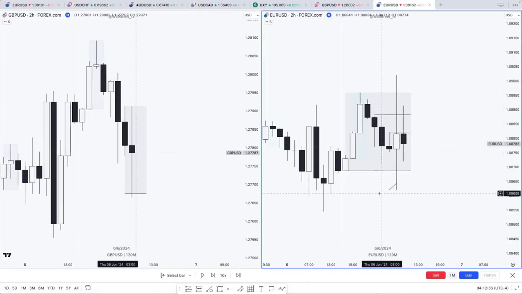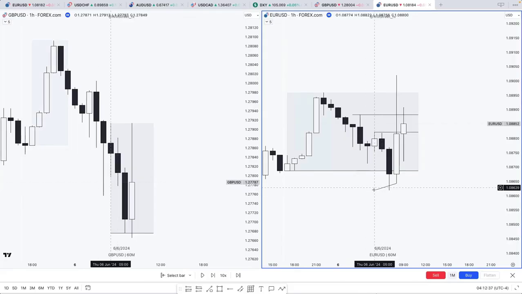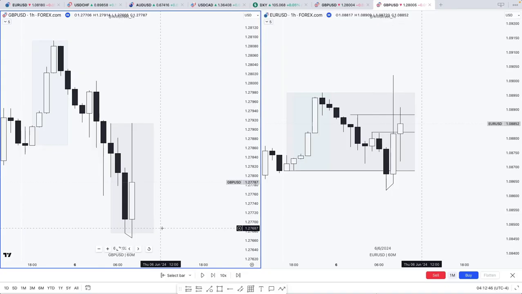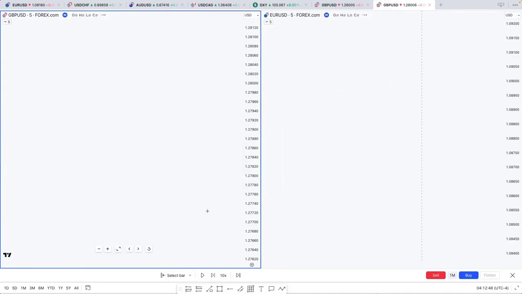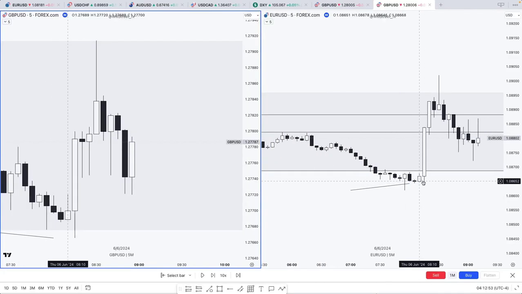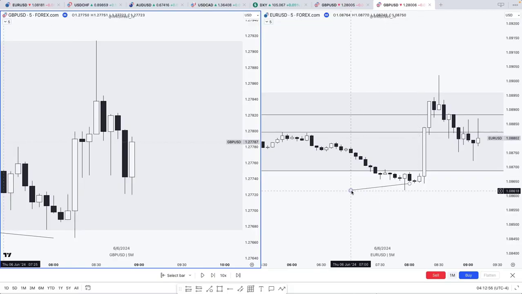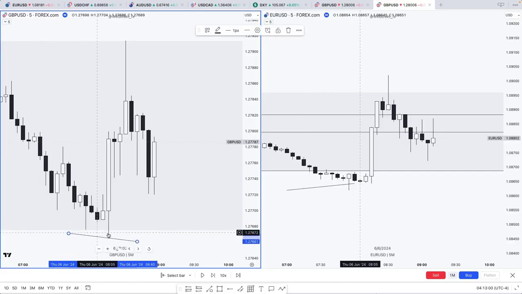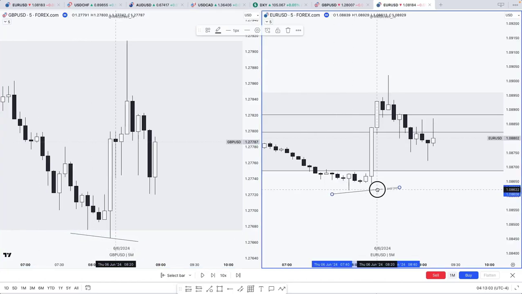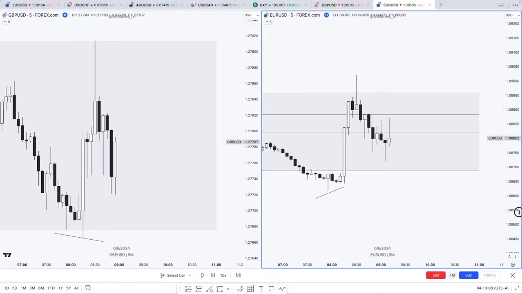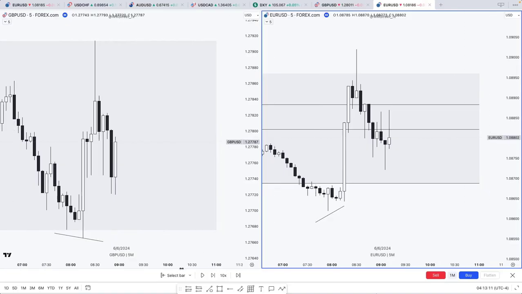We don't see anything here, and 1 hour. Look at this. So the news was at 8:15. This is a turtle soup, and this is the failure swing. How can we trade it? Remember, we're just trading Euro.